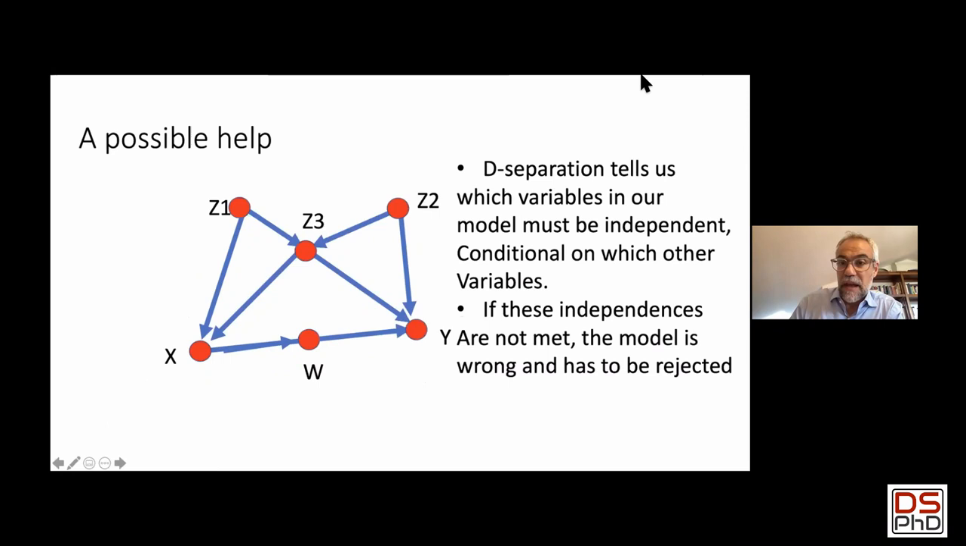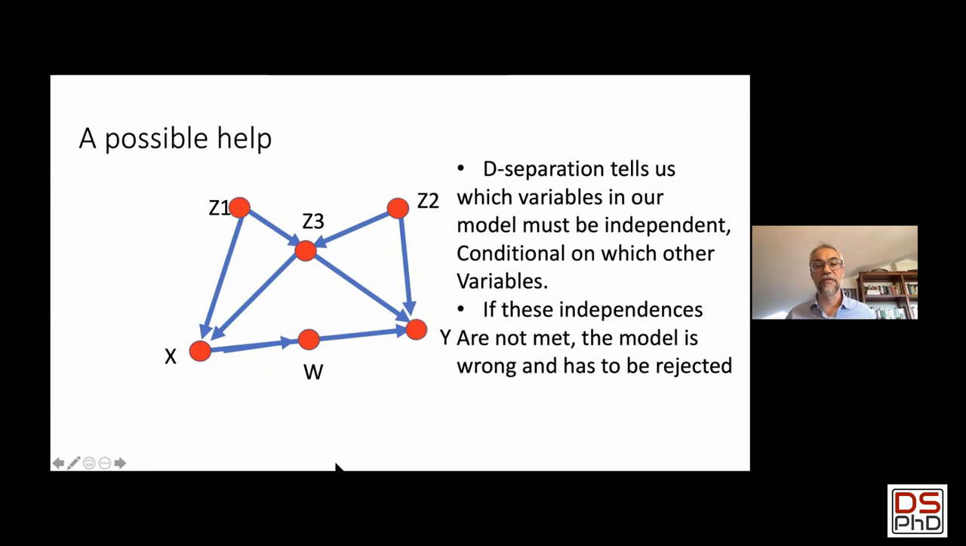And let's understand how this separation helps me in assessing if my graph is correct. So, for example, let's take this graph. Suppose that I have this graph that I draw in order to understand the causal effect of X on Y.